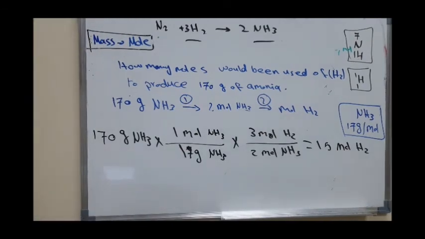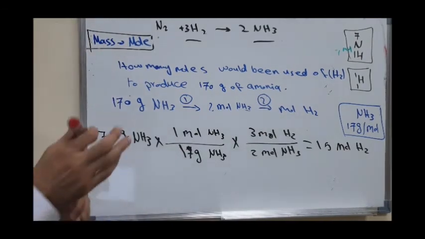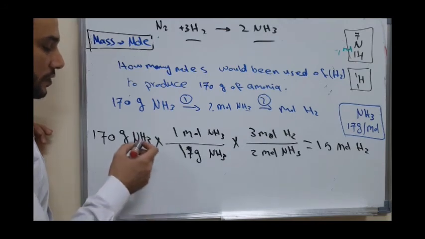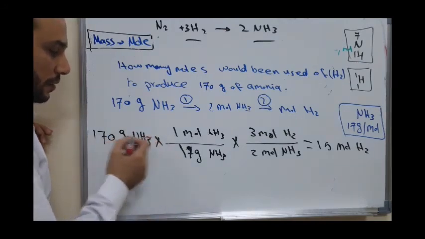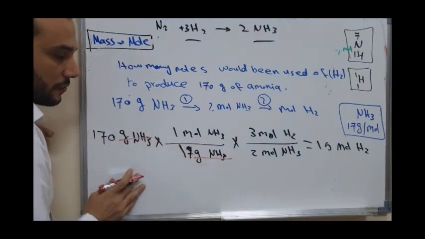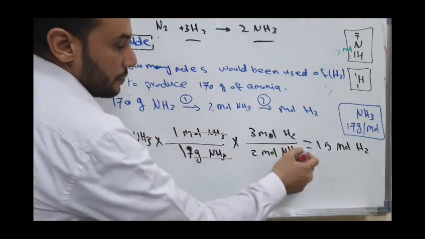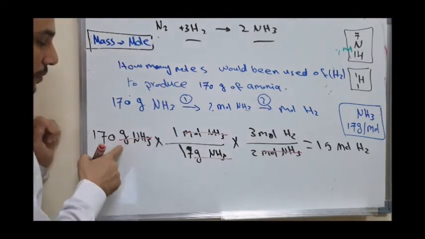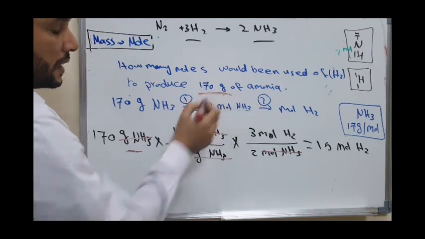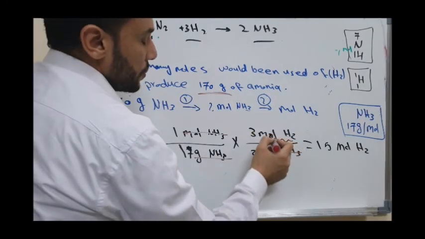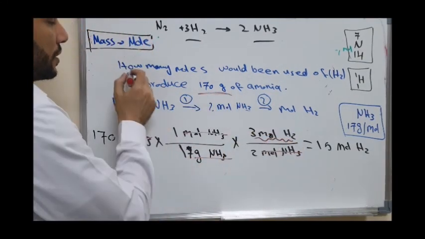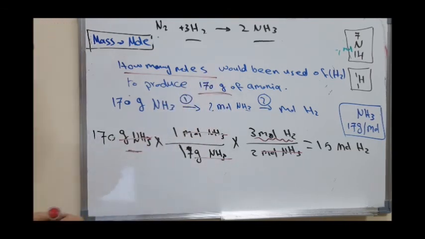As I said before, we can make sure that we use the right conversion factors: mass of ammonia to moles of ammonia, then moles of ammonia to moles of hydrogen. We start from grams of ammonia and finish with moles of hydrogen. That is what we want at the end.